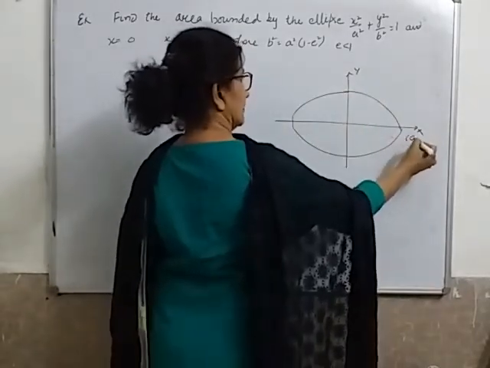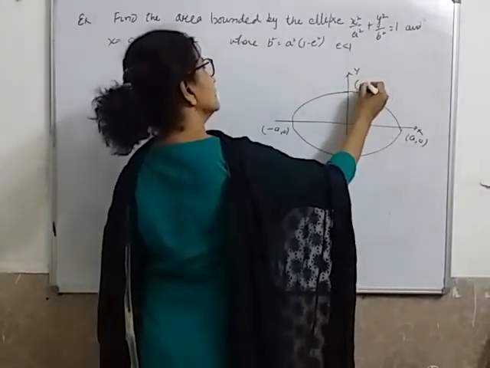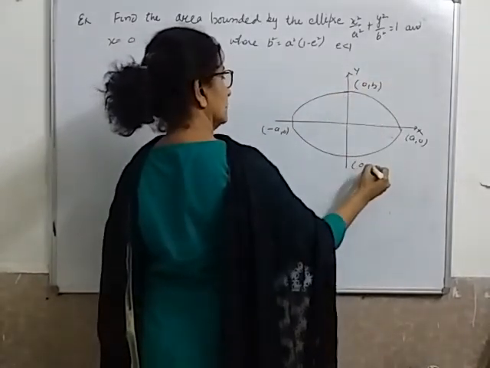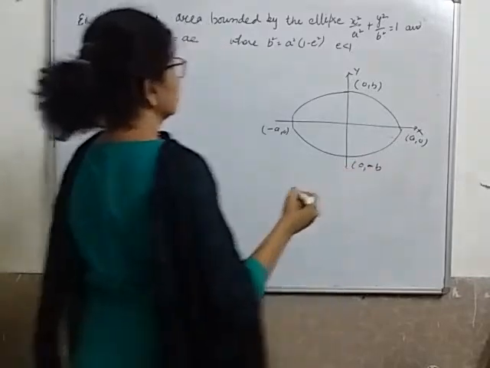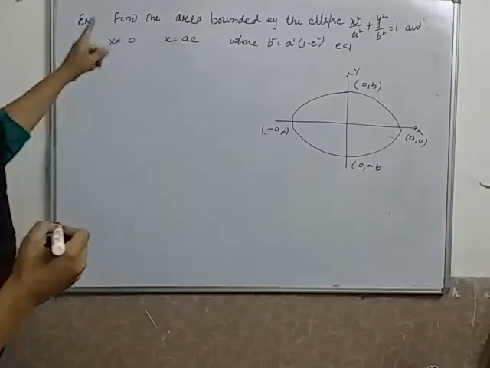So this point will be a comma 0. This will be minus a comma 0. This is 0 comma b, and this is 0 comma minus b. Now he says find the area bounded by the ellipse, this x equals to 0.